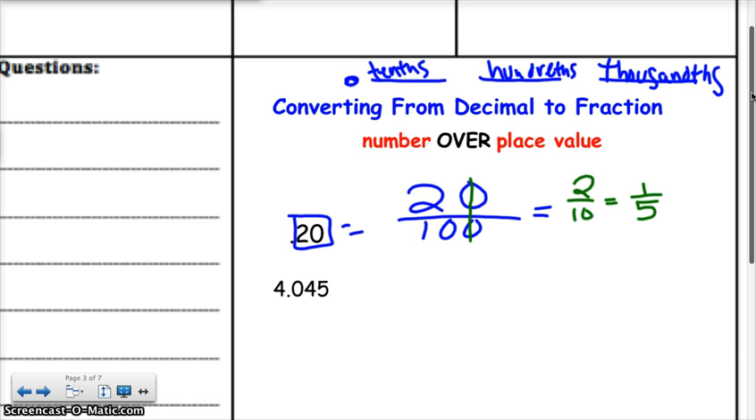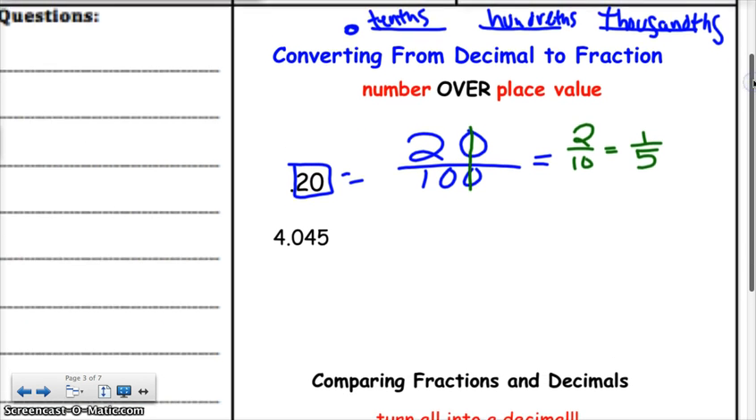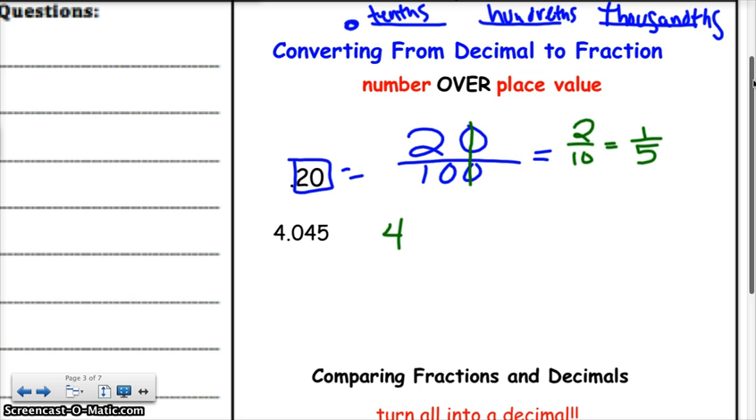4 and 45 thousandths. So I have the 4 is the whole number, so that's always just sticking to the side. That's a whole number. And then I have my number, which is 45 over my place value: tens, hundreds, thousands. 4 and 45 thousandths. Now I can simplify it. Divide them both by 5, 9 over 250. 4 and 9/250ths.